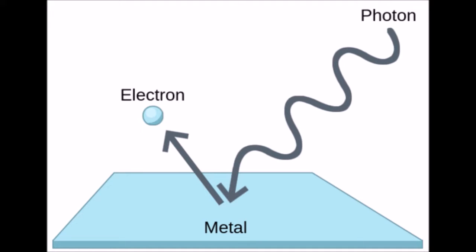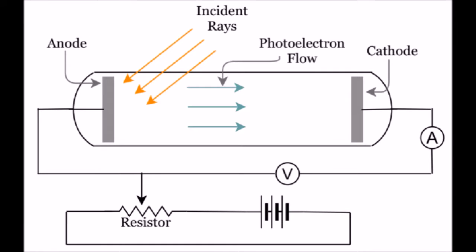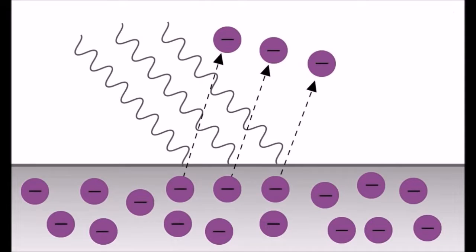Today we're going to see about the photoelectric effect. The photoelectric effect is a phenomenon in physics. The effect is based on the idea that electromagnetic radiation is made of a series of particles called photons. When a photon hits an electron on a metal surface, the electron can be emitted. The emitted electrons are called photoelectrons.